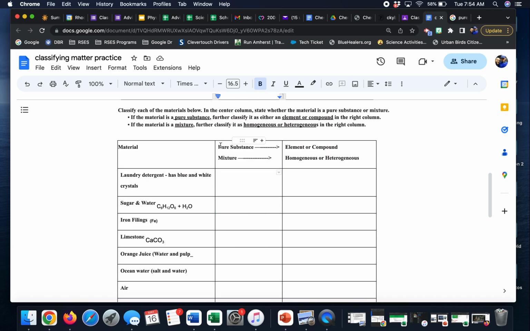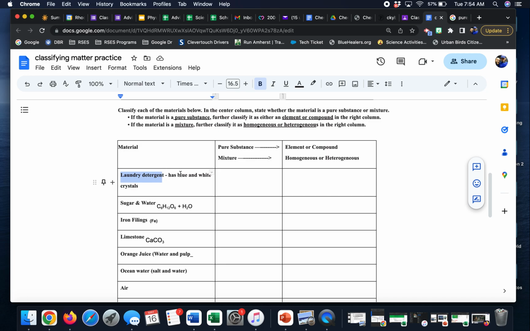If you have a pure substance, then you have to look up here and tell me if it's an element or a compound. An element would just be one type of atom, so gold atoms, oxygen atoms, whatever. A compound would be like water, H2O, things stuck together. If you said in this first column it's a mixture, in this column, you're going to say it's either homo or hetero, just like you did up top.